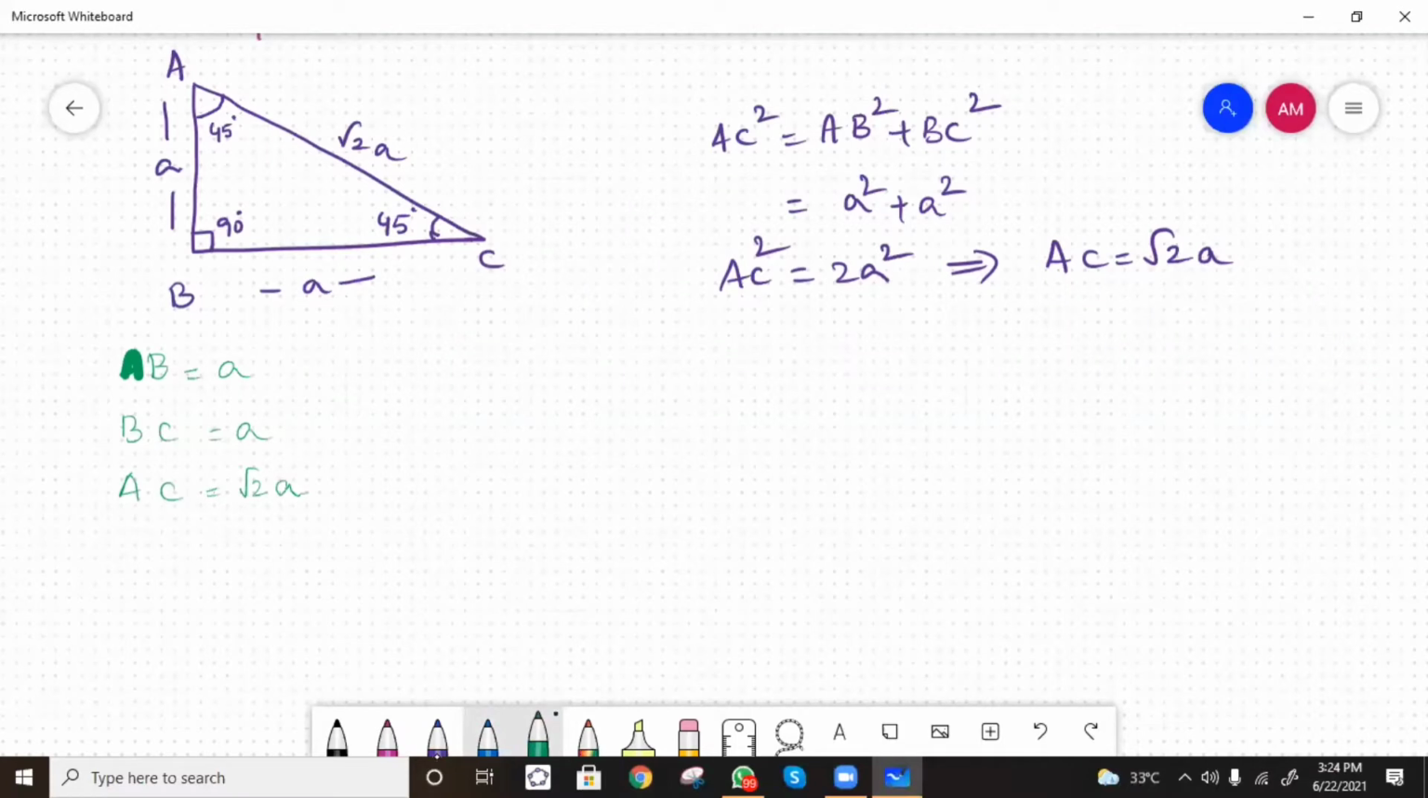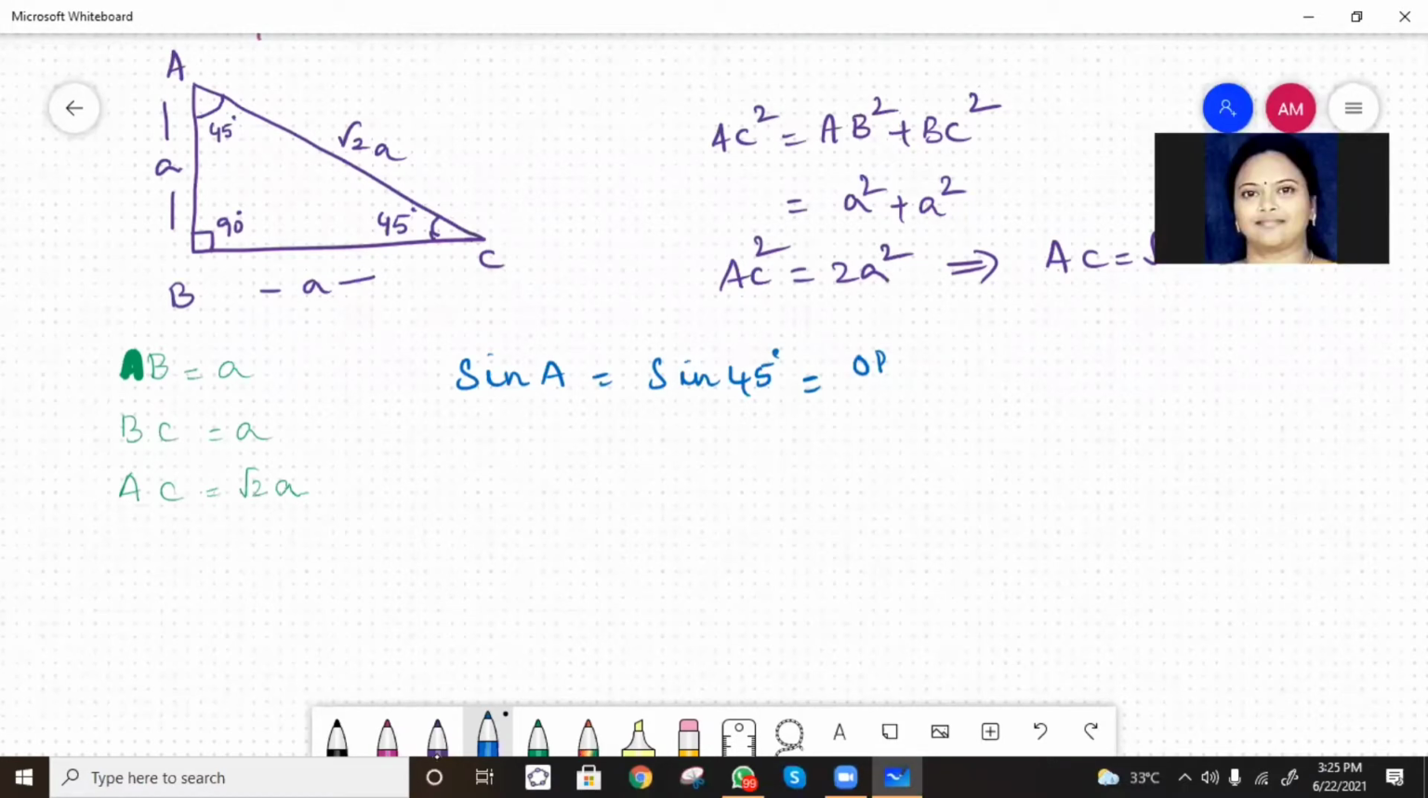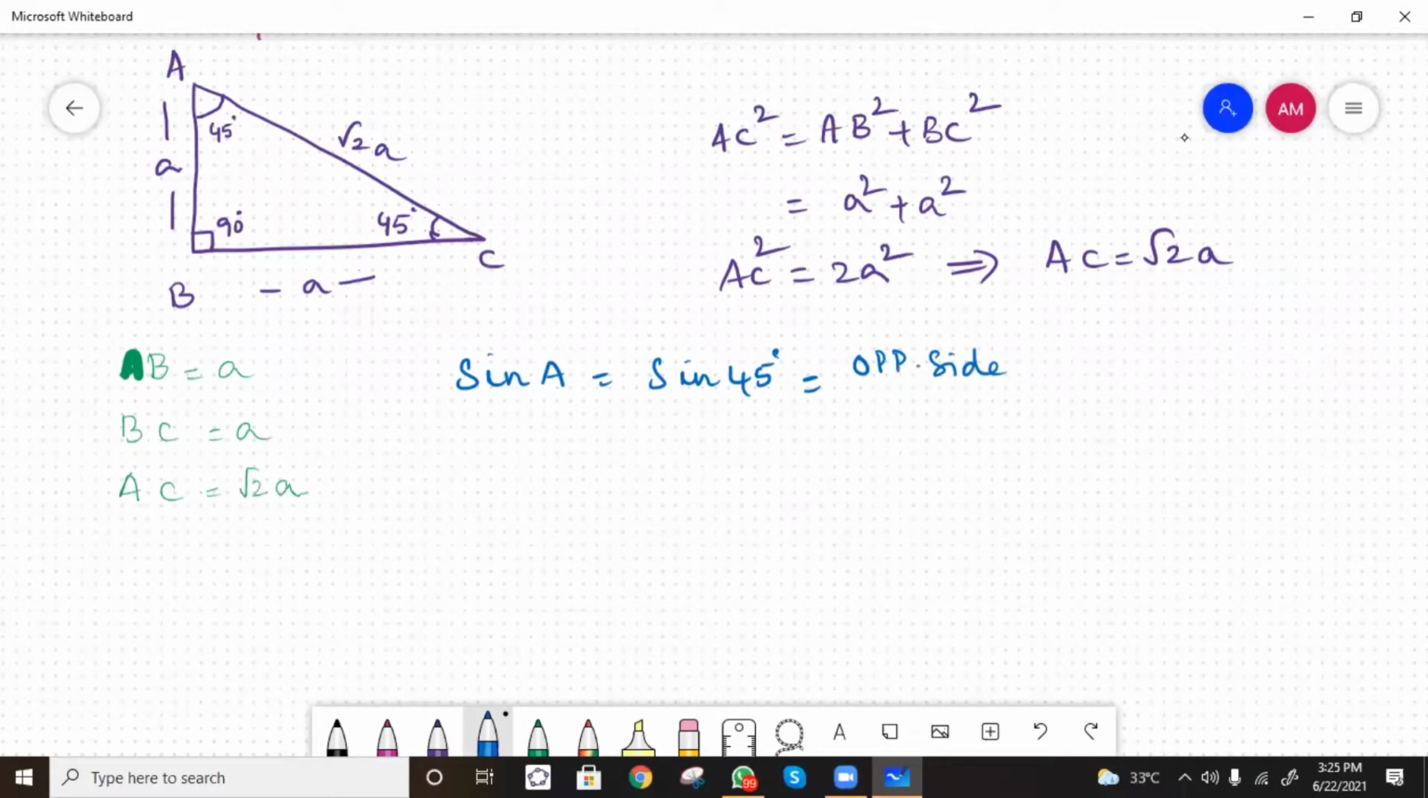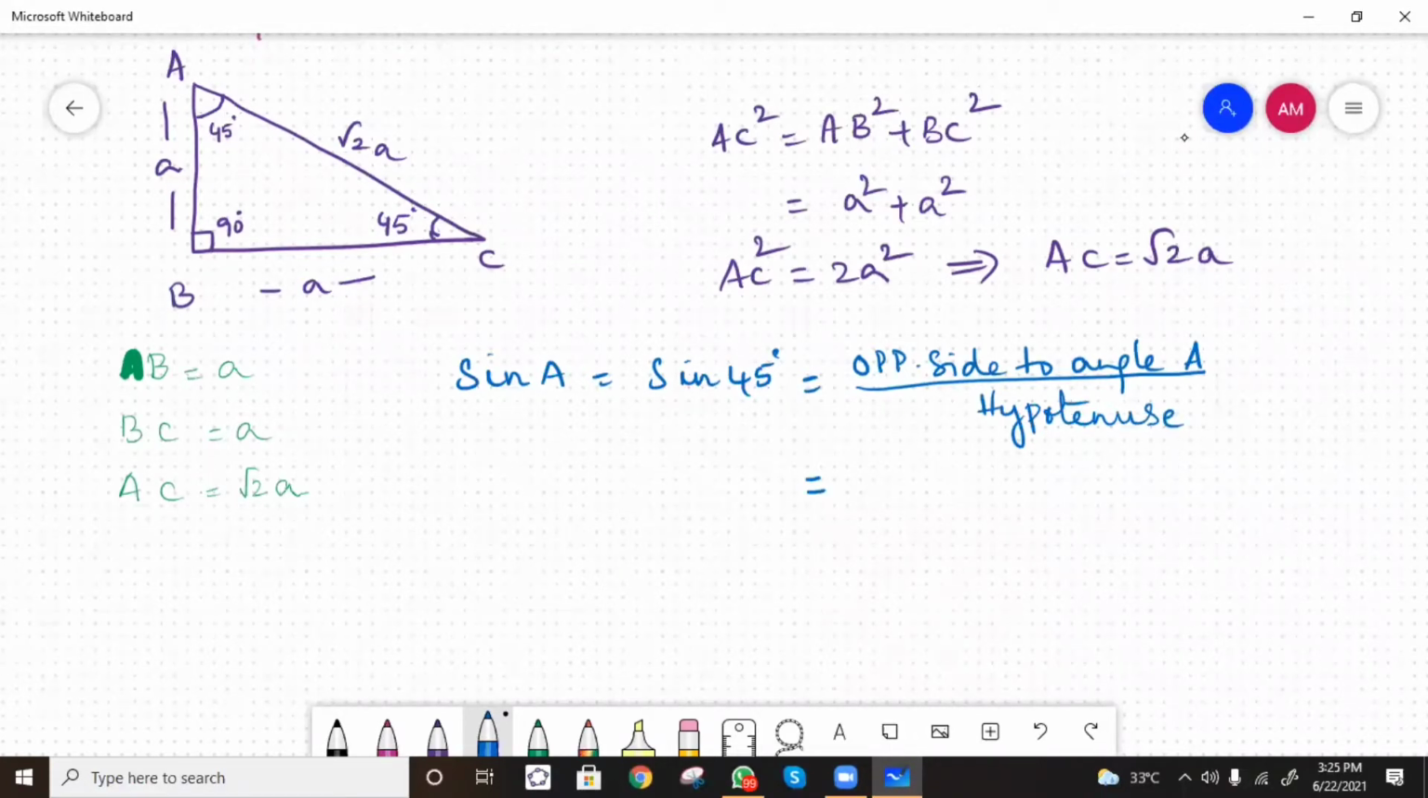So what is sine 45? What is sine A? It is equal to sine 45 degrees. What is the value of angle A? 45 degrees. Sine 45, what is that? Opposite side to angle A divided by hypotenuse. We studied this in the previous session. What is the opposite side to angle A? It's nothing but BC.